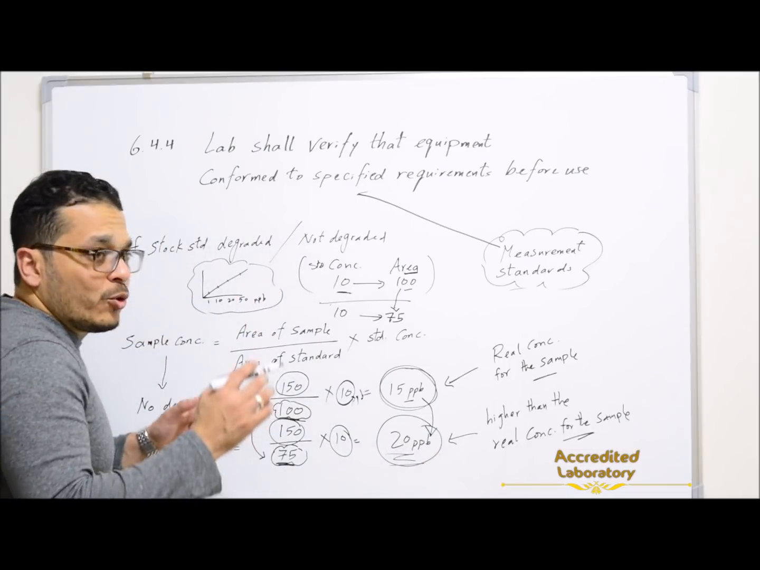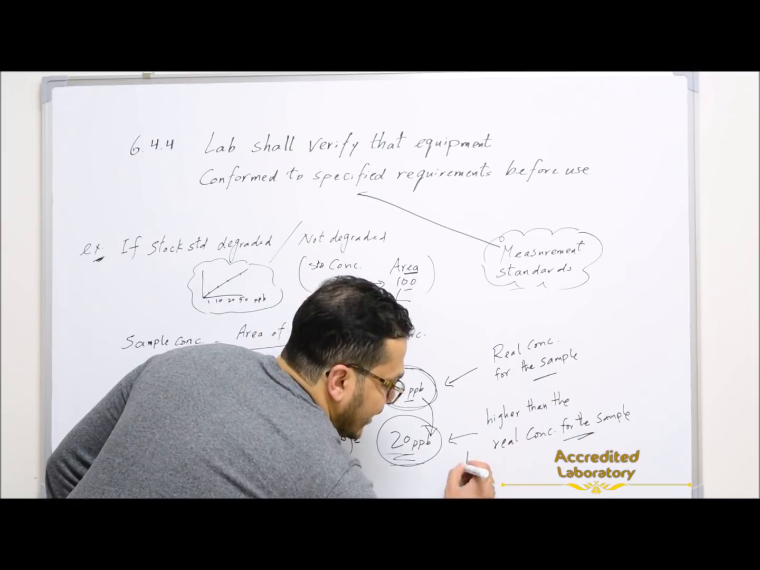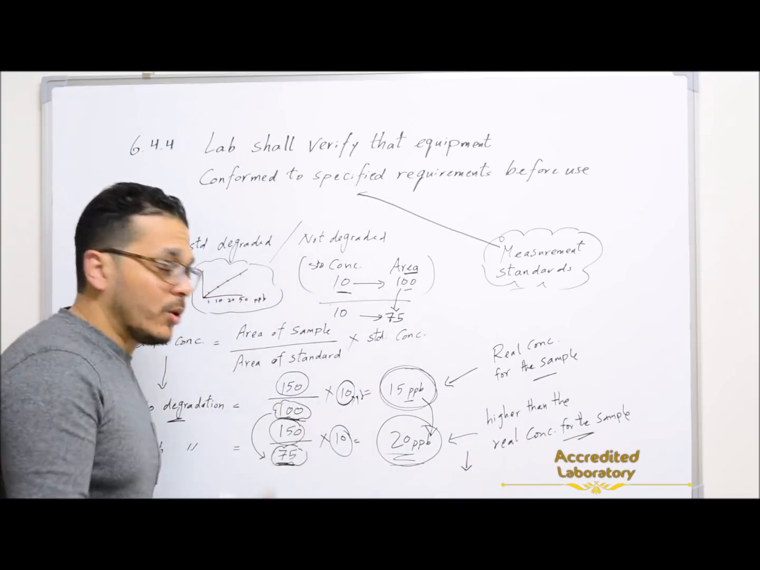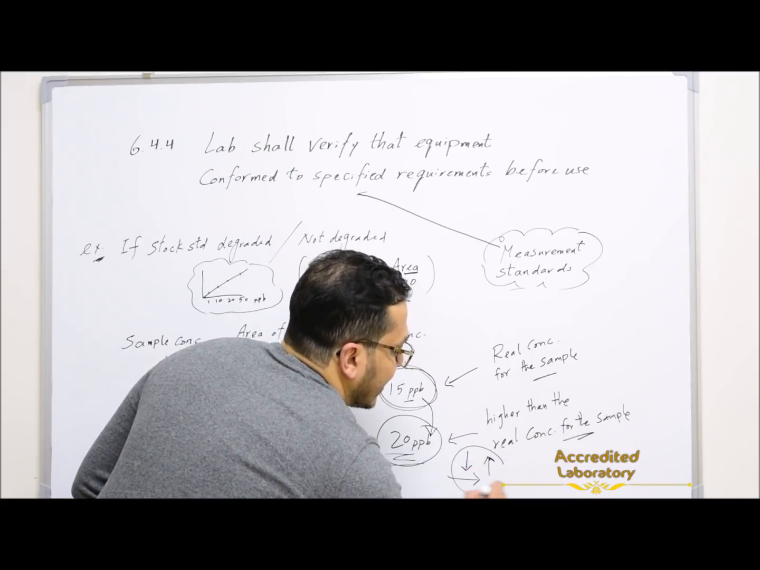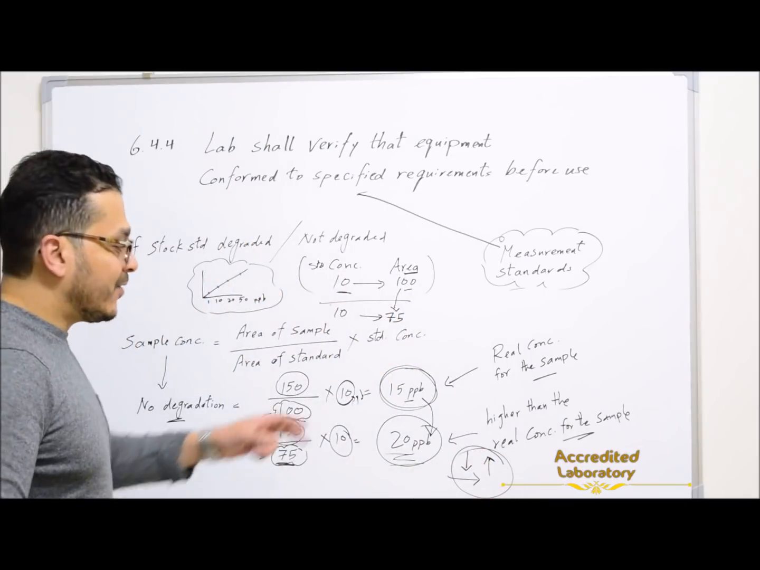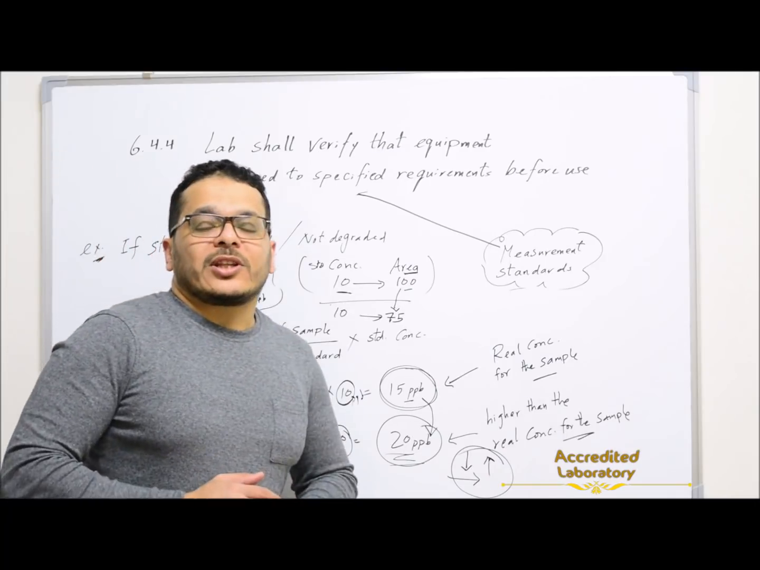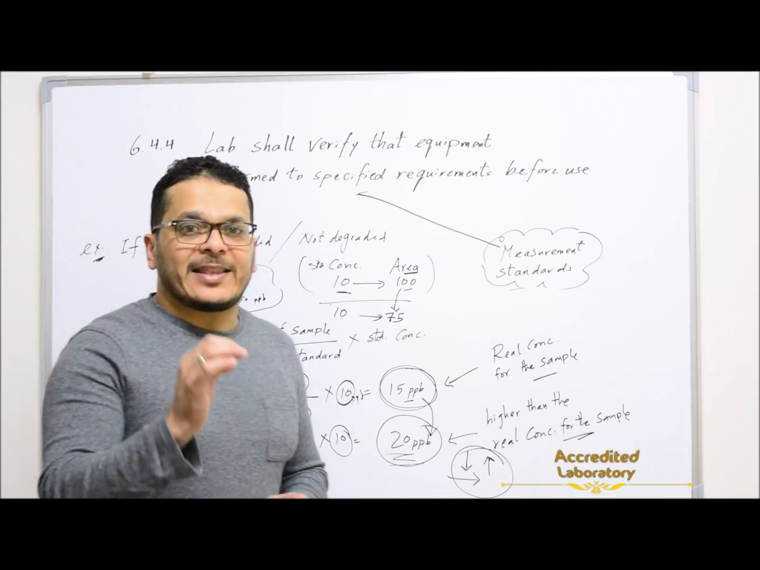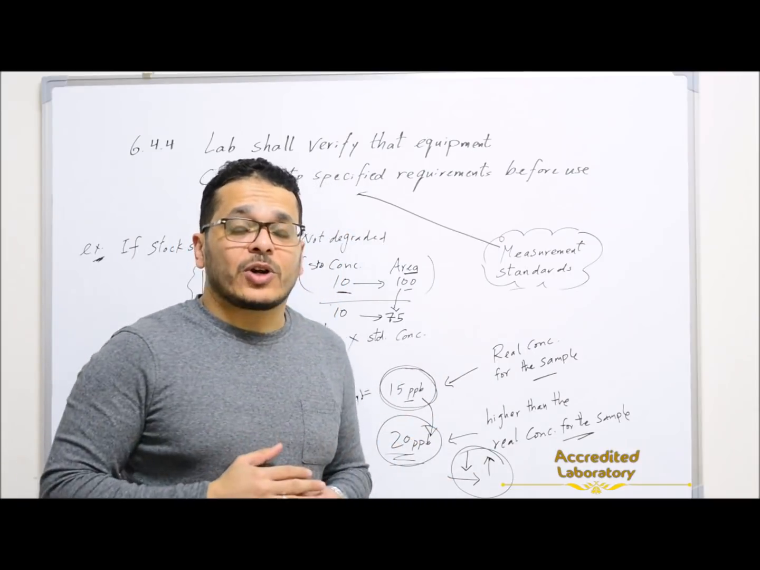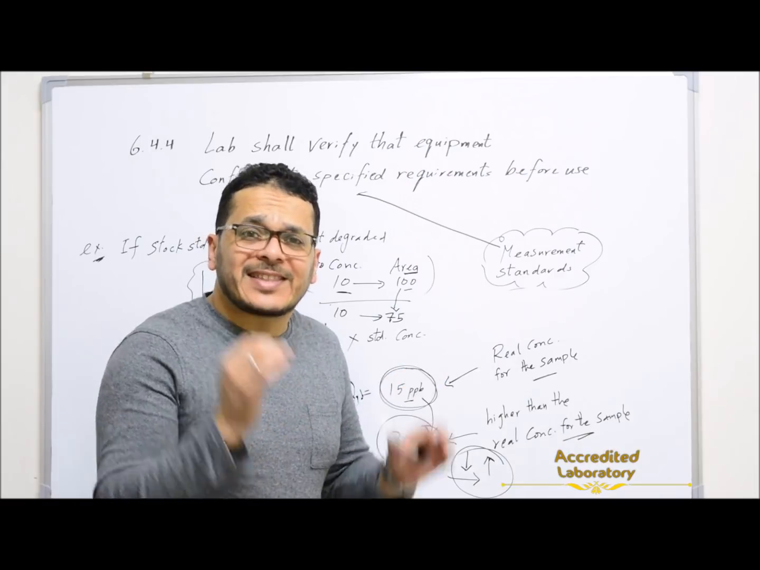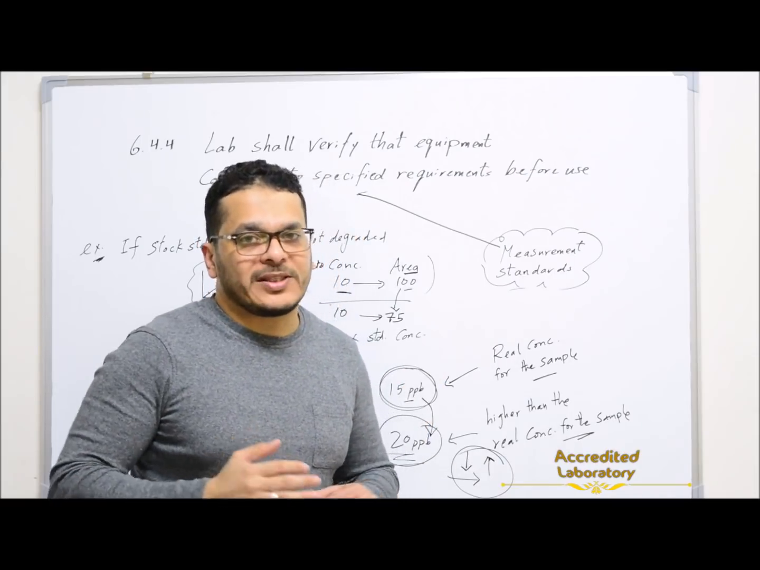So if you use a degraded standard, the concentration of the standard will be less, but the sample concentration will increase. So it's very important to verify that your standard, whose period of validity you will extend, is still valid by analyzing only a CRM or PT sample.